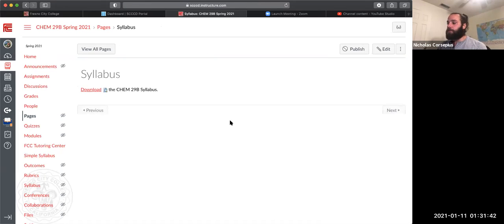Next thing you want to do is download and look through the syllabus. Most of the policies are the exact same as in the 28A, the 28B course, so I don't want to go through this explicitly again. The one place you might want to take a look is under the assignments section, to give you an idea of the type of assignments that will be due and their point value. However, this semester being online in an organic chemistry lab course is a little weird.